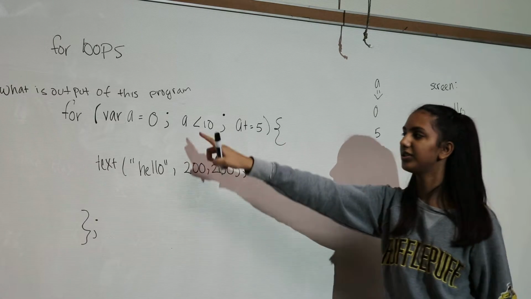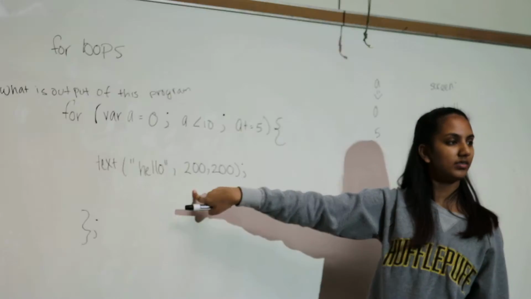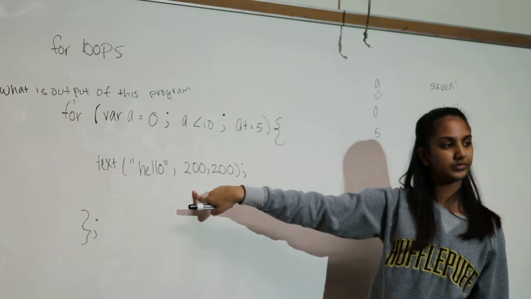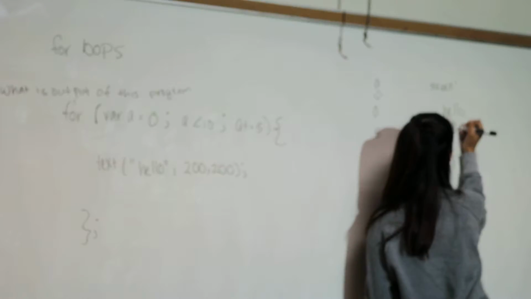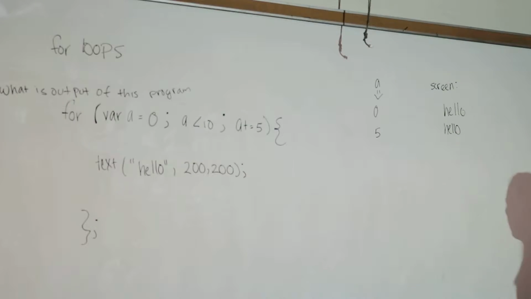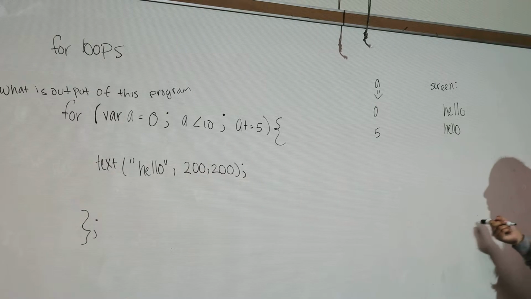We're going to go through. A is less than 10, right? Okay, so what are we going to print? Hello. So, again, we got another hello. Is that hard to see? No. Okay. Now we're going to go through again.